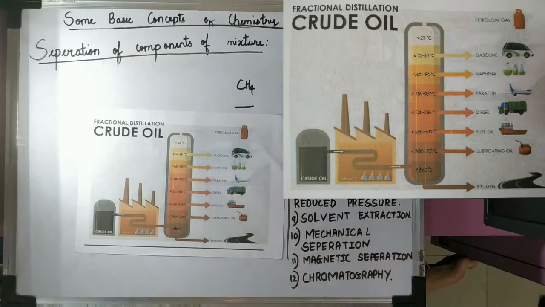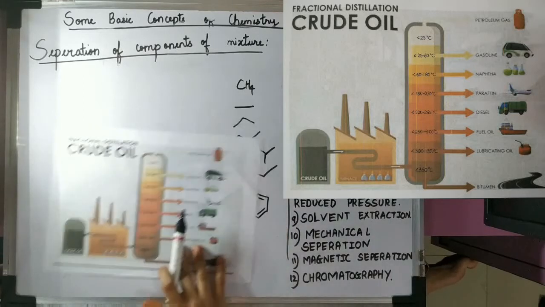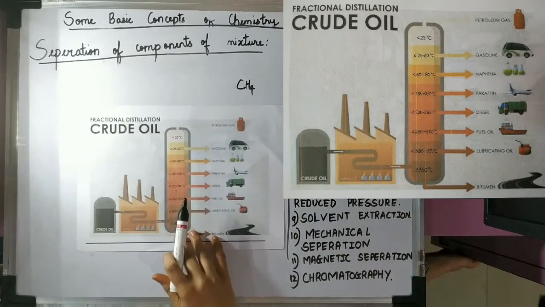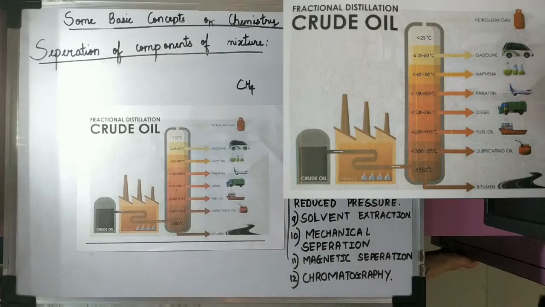Now what happens for gases? Gases like methane, ethane, and propane have very low boiling points, at around, let's say, minus 18 degrees Celsius.